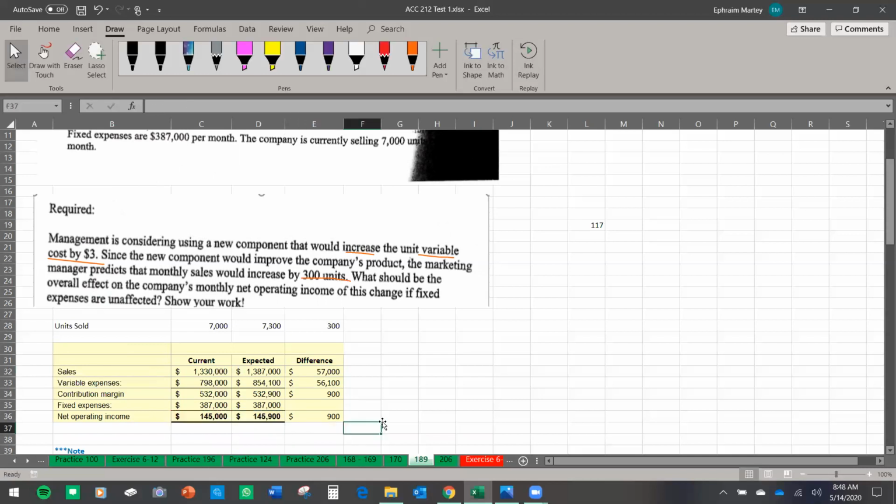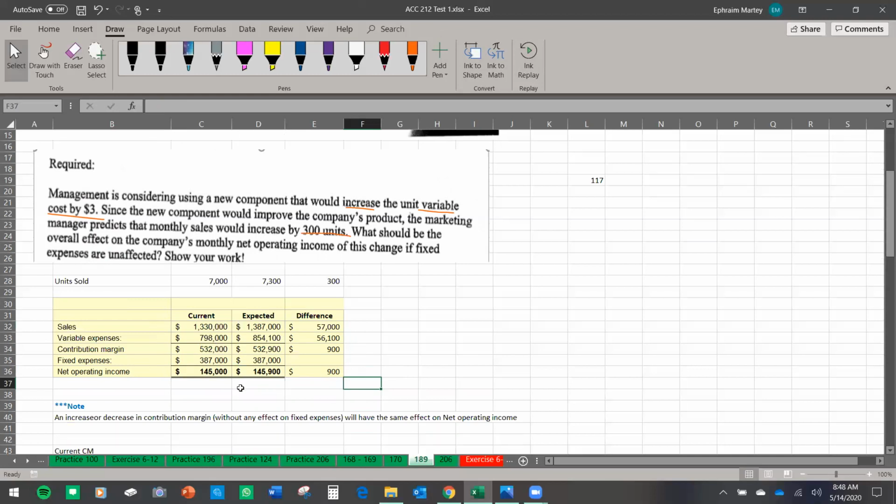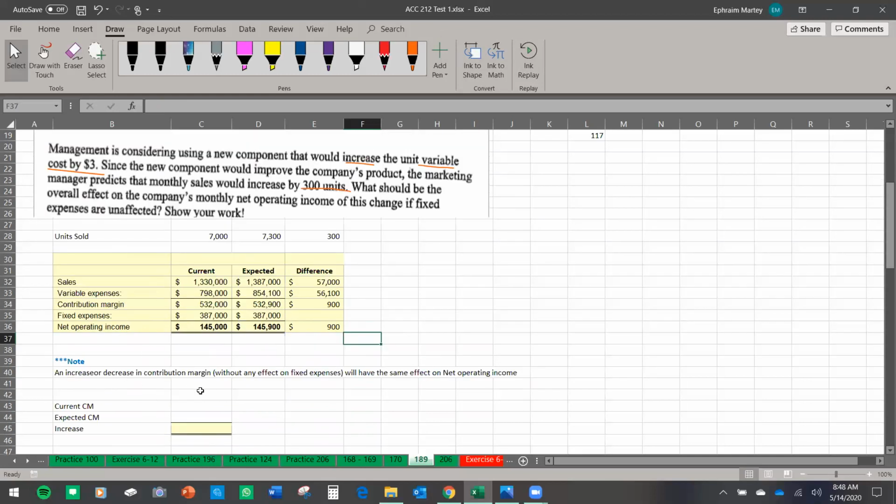And as I explained in the previous video, an increase or decrease in contribution margin without any effect on fixed expense will have the same effect on net operating income, which is our profit, because fixed expense didn't change, and the increase here will be the same as the increase on the profit.